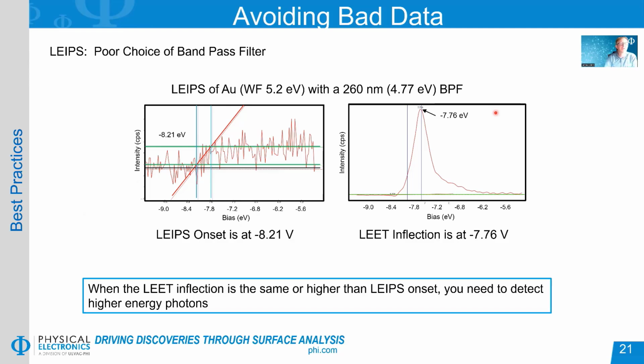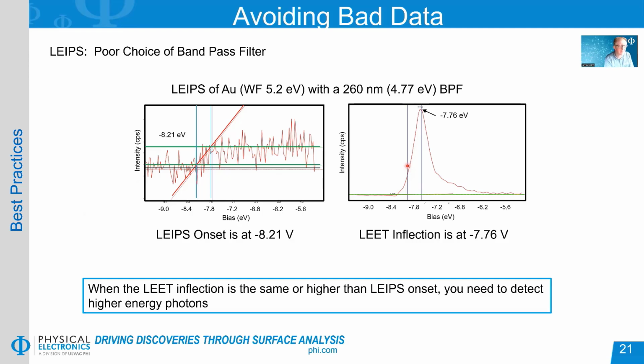If you try and measure gold, which has a work function of 5.2 eV and it's a metal, so its work function is its electron affinity, with a 260 nanometer bandpass filter, which is our most commonly used filter for LEIPS, you will see that the LEIPS onset seems to be happening around 8.2 eV, but the LEIT inflection is all the way up here at 7.76. And so you're getting LEIPS all the way from this tail end here of this LEIT, and there's no separation between your LEIT and your LEIPS.